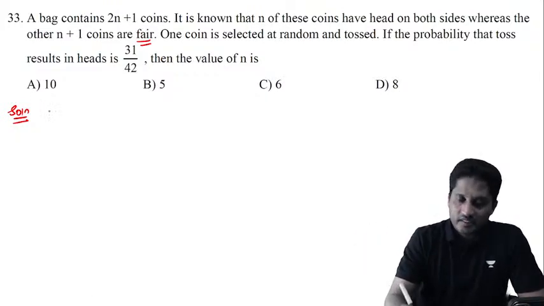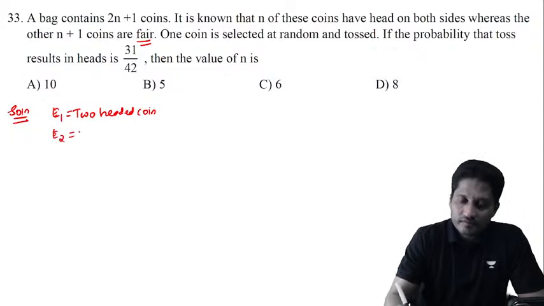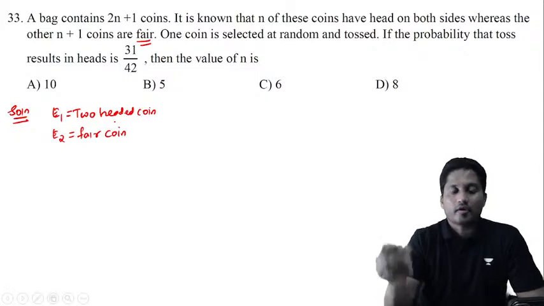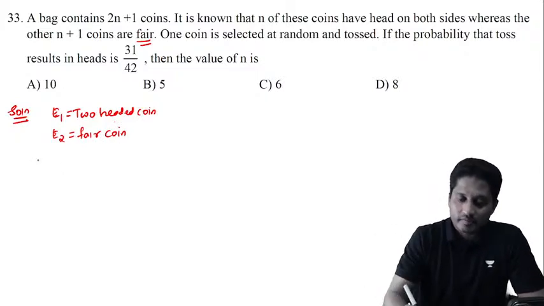So let me take it like this. E1 is equal to two-headed coin, that is having head on both the faces, and E2 is equal to fair coin. Fair coin means unbiased coin. Probability of getting tail is 1/2, head is 1/2.